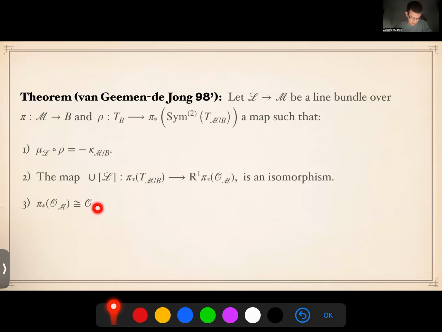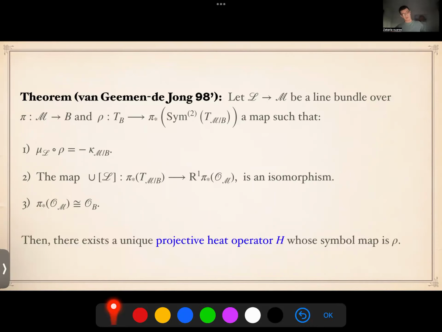And the last condition is just technical: the push forward of the trivial bundle must be the trivial bundle. You can imagine this condition as saying that the fibers of pi are connected. If you have the 3 conditions, you can lift your symbol map to a unique heat operator whose symbol map is exactly what you fixed. So this is a very strong result, because these 3 conditions are not in general satisfied.